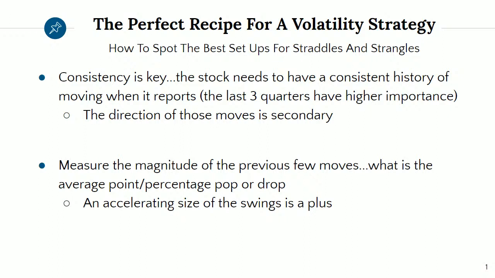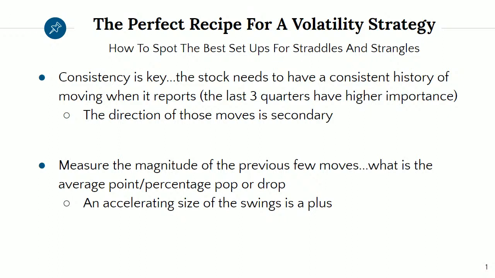Really, when it comes to these volatility strategies, like I said, you're not looking for a directional move like you would with a call or a put. You're looking for just a larger than priced in move. So, like I say here, the direction of those moves is secondary. They're a little bit less important. You want to measure the magnitude of those previous moves, right? So first off, is it consistent? Does it consistently move? Yes. Then you want to measure the magnitude of those moves.